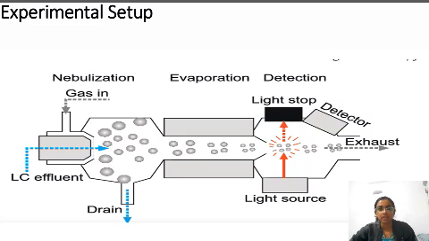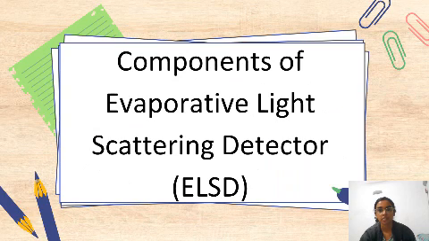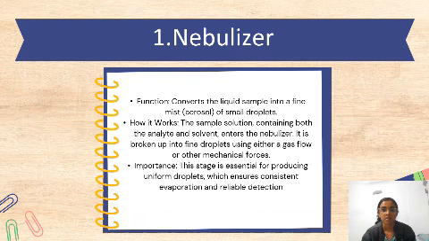Here we can see the experimental setup, which is divided into three parts: nebulization, evaporation, and light scattering and detection. Let's see the components of the evaporative light scattering detector. Let's start from the nebulizer part.